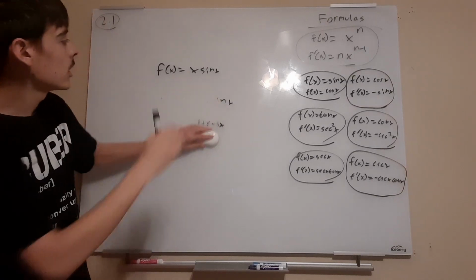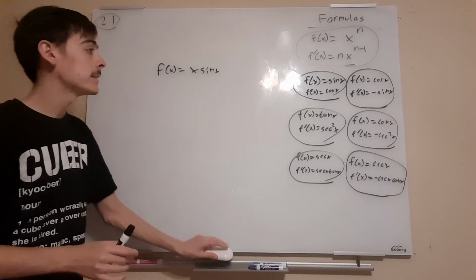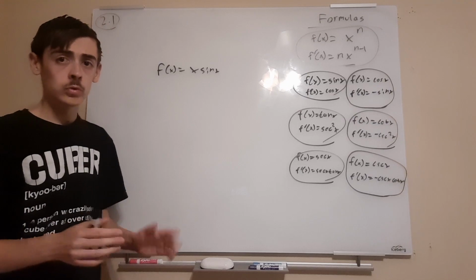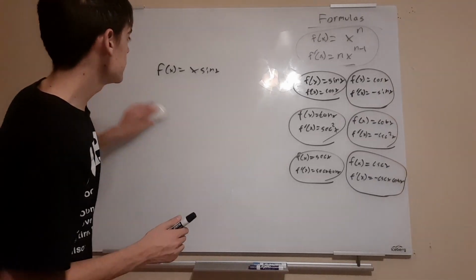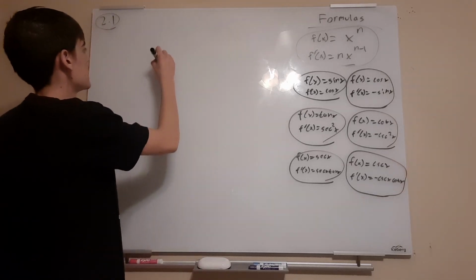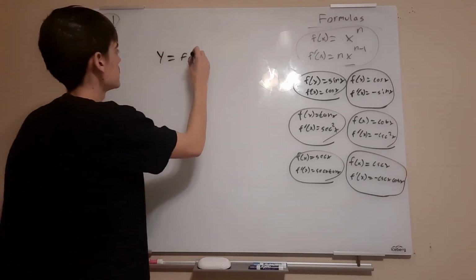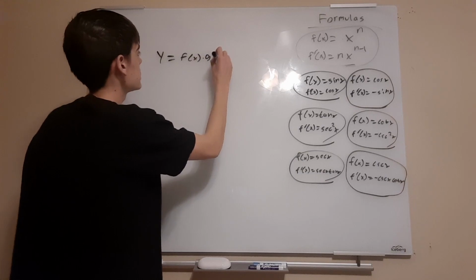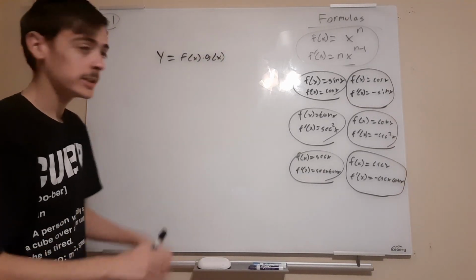But our terms here are multiplied. And we actually can take this derivative, but it will have to be a new rule I have yet to teach you. So this is going to be called the product rule. In this case, let's say y equals f of x multiplied by g of x. I'm just going to show you immediately what the formula is.